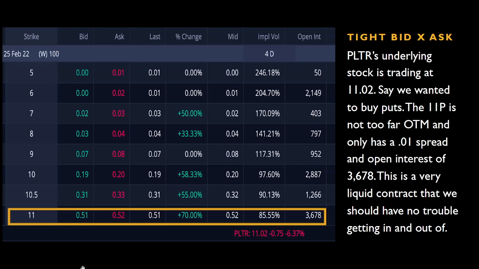Let's look at another options chain. PLTR, the stock is trading at 11.02. Say we wanted to go short. We wanted to buy puts. Let's look at the 11 put right here. The bid is 51 and the ask is 52 cents. There's only 1 cent difference between them. It's only $1 per contract. That's awesome. That's great. And look at the open interest here, 3,678. It's a very liquid contract that meets our requirements of over 1,000. So this would probably be the contract if I were looking to buy puts on PLTR.